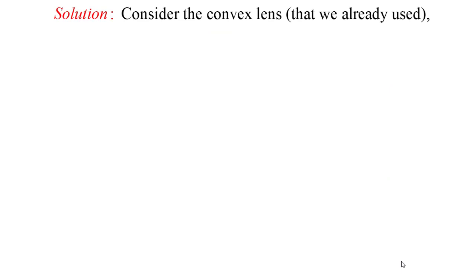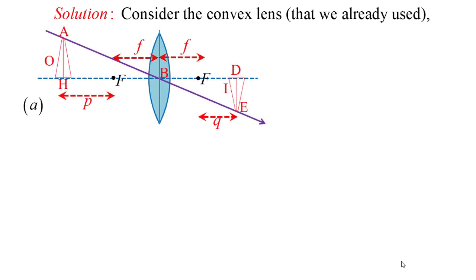Solution: consider the convex lens that we have already used. In this case, the object distance is measured from the focal point F to be P rather than from the lens, which was S naught. The image distance from the lens is Si, but now from the second focal point it is simply Q. So we wanted to derive an alternative lens formula, not in terms of S naught and Si, but in terms of P and Q, which are measured from the focal points.